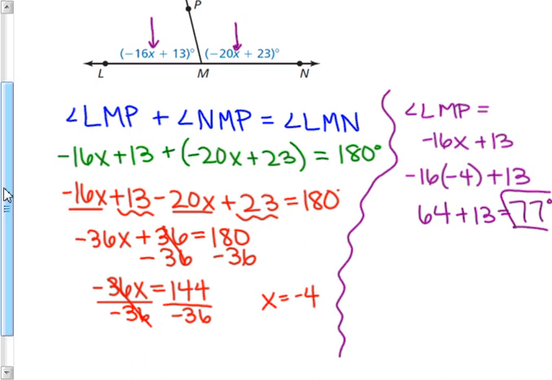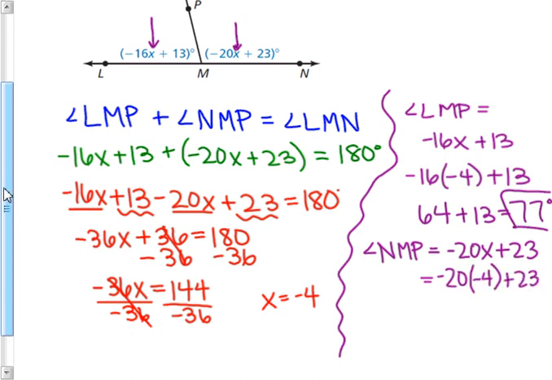And now I'm looking for NMP or PMN. So let's see. NMP is negative 20x plus 23. I'm going to go ahead and substitute in x is negative 4 plus 23. I get positive 80 plus 23. So that's 103.